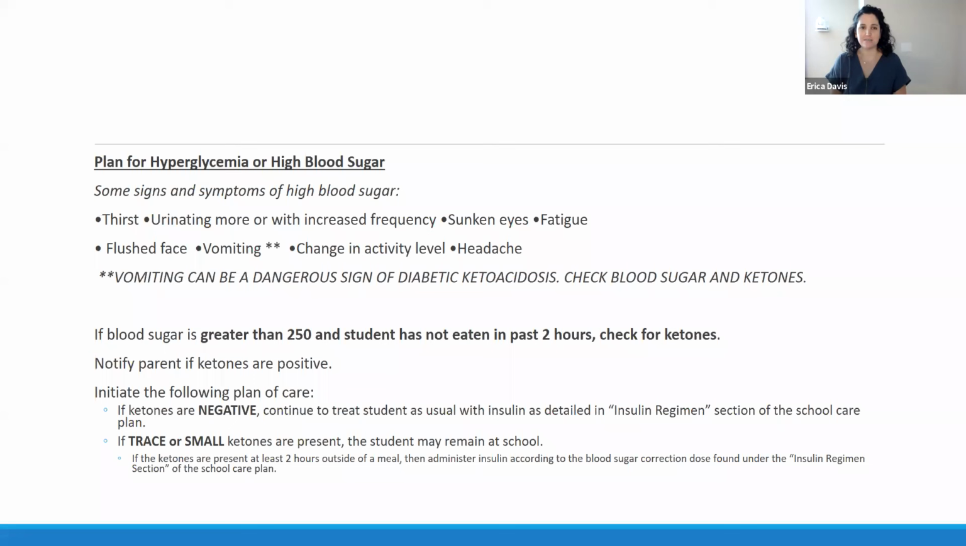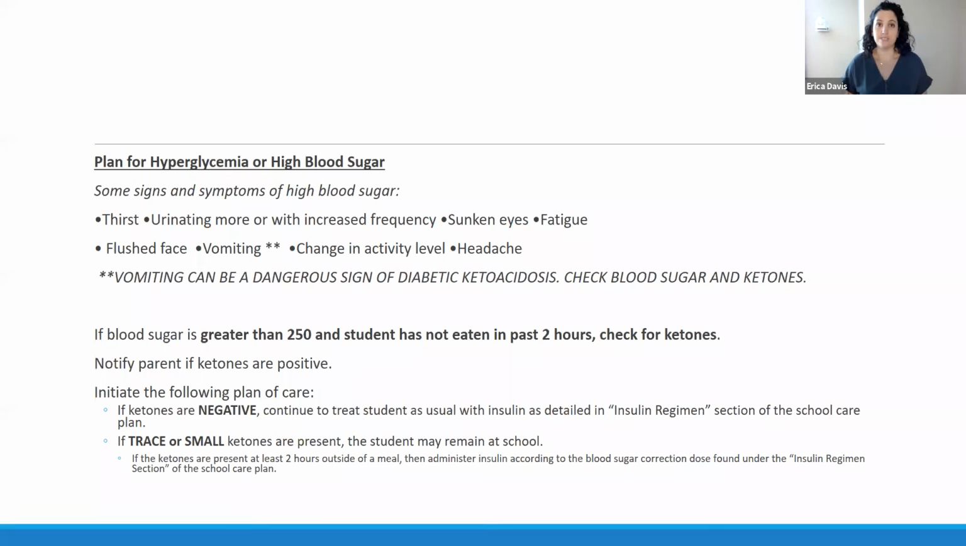So some signs and symptoms that you might see with high blood sugar, we do have those listed here. The one that I really want to talk about is vomiting in high blood sugar. That could be a dangerous sign in someone with diabetes, really indicating that they might be in diabetic ketoacidosis. So right here, it does say, check blood sugar and ketones. Even if you aren't aware that the blood sugar is high or that we have ketones, anytime they vomit, you are going to think, okay, maybe this is related to having those ketones.